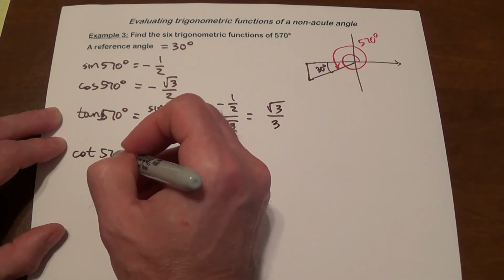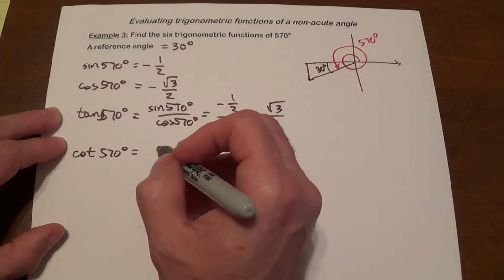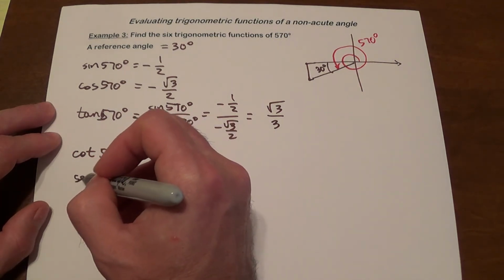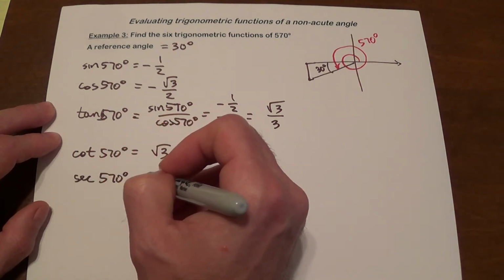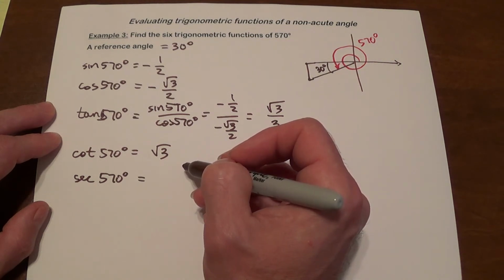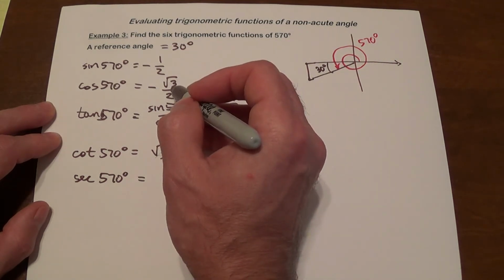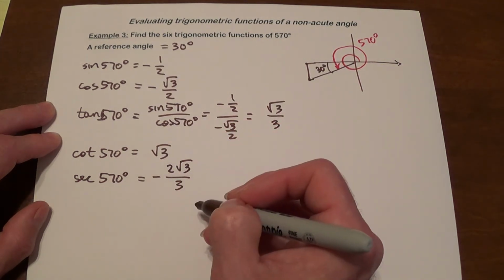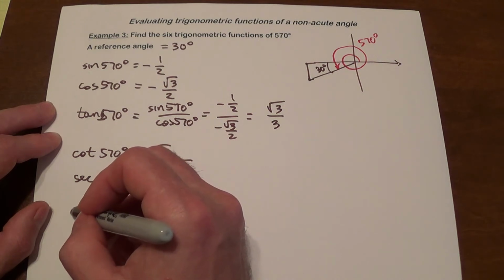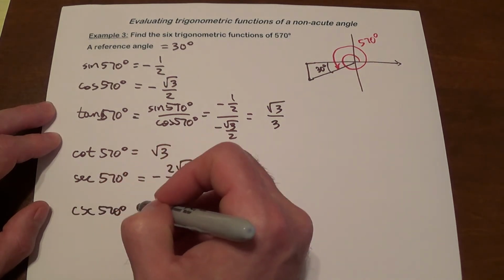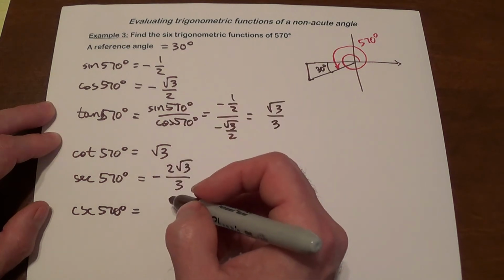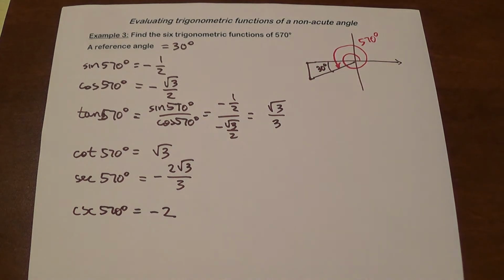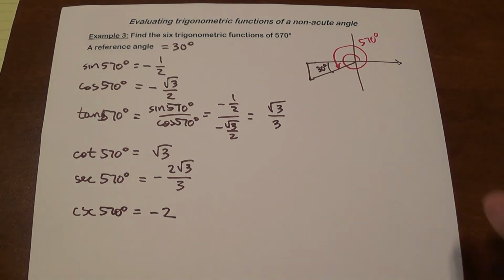Cotangent 570 degrees is going to be the reciprocal of that, so it's simply going to be square root of 3. Secant 570 degrees is going to be, so secant is the reciprocal of cosine, so reciprocal of this value is going to be negative 2 square root of 3 over 3. And finally, cosecant of 570 degrees is going to be the reciprocal of sine, which is going to be negative 2. All right. Let's move on.